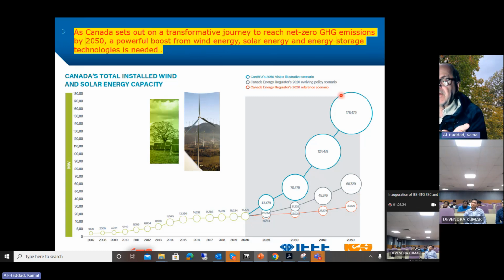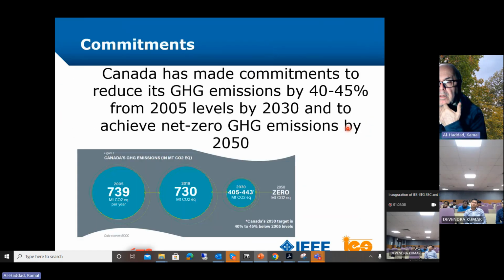So it's a big effort, and this effort doesn't come from nothing. If we want to meet net zero energy by 2050, we have to reduce our emissions drastically, as you can see here, from 739 megatons of CO2 per year to zero. Very simple.